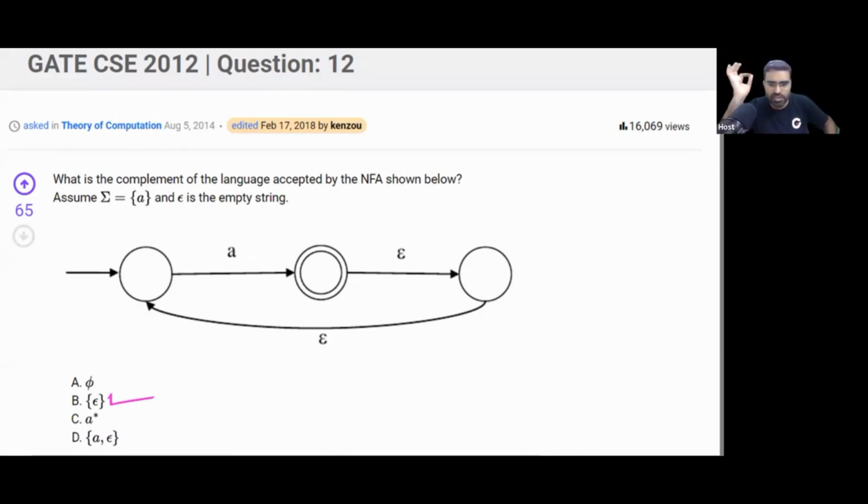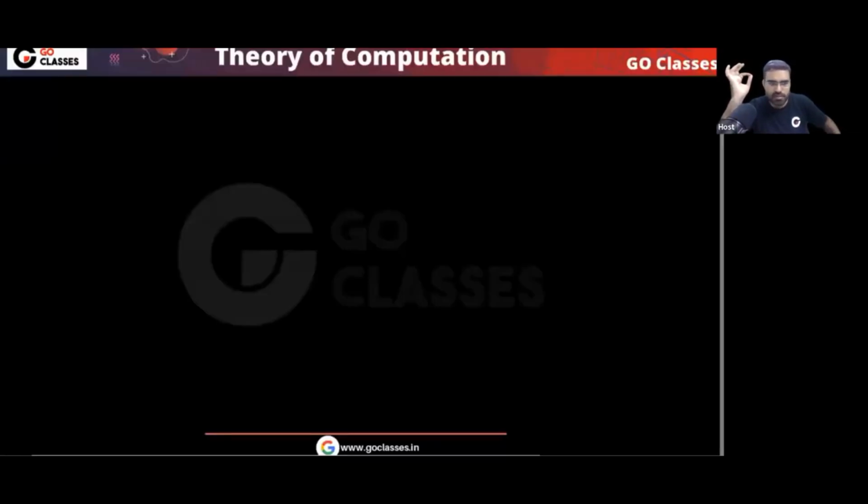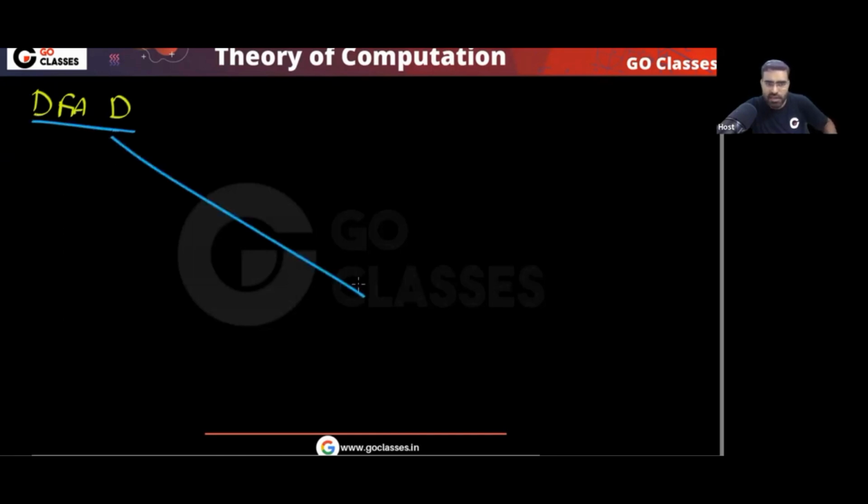Now let me ask you one thing. Do you remember what a DFA complement is? Tell me, what is DFA complement? For example, we have already seen that if you have a DFA D, and in this DFA D the language is L, you tell me one thing.